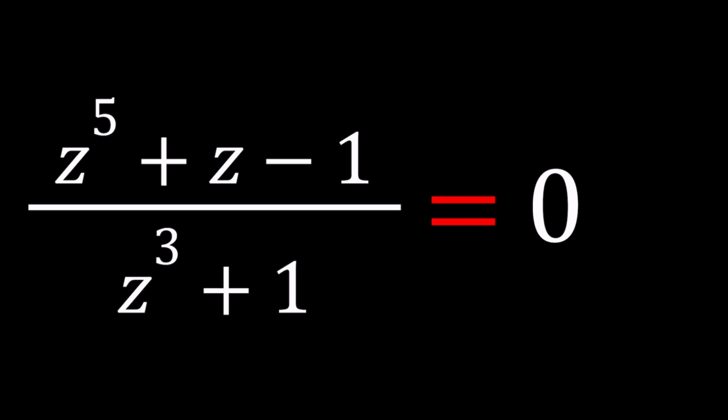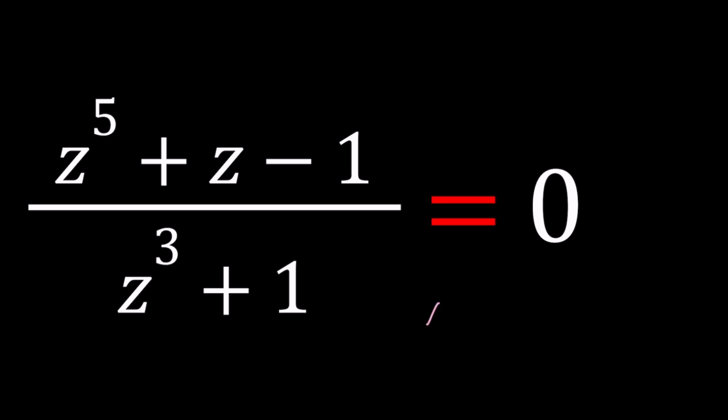This channel is all about complex numbers, and in this video we're going to be solving a very nice rational equation with complex numbers. We have z to the fifth plus z minus 1 divided by z cubed plus 1 equals 0, and we're going to be solving for z values. Now, why did I give it to you as a rational equation rather than a polynomial? Because if a fraction is 0, then the numerator is 0, right?